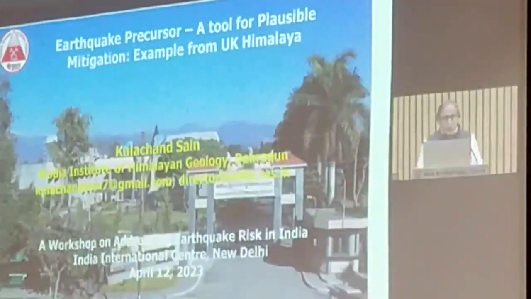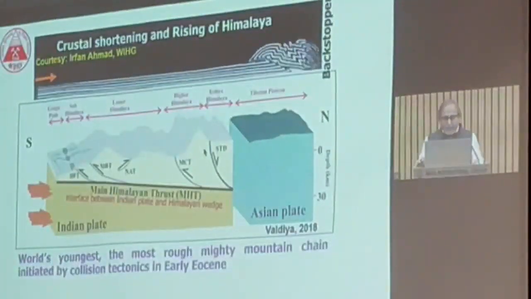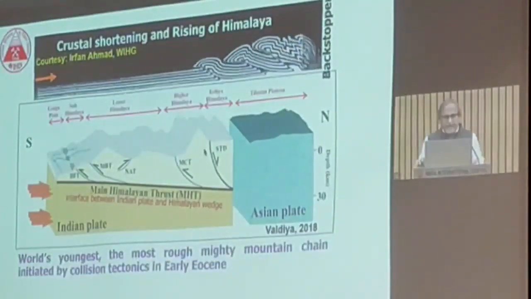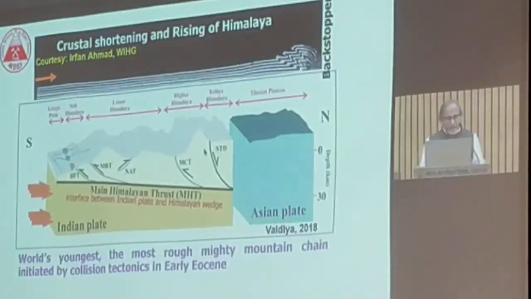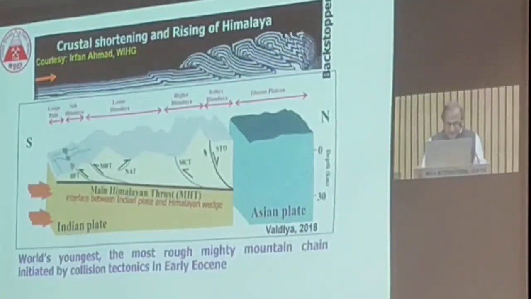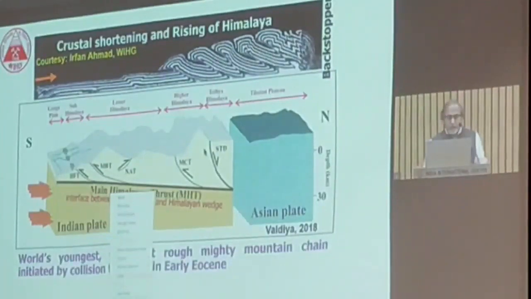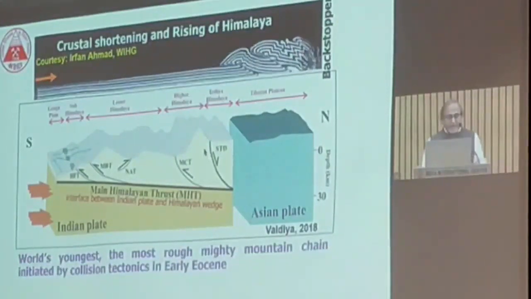So, to understand the precursor events, first of all, we need some background understanding about earthquakes. Just to give you a brief on how the Himalaya has evolved, all of us know that the collision between the Indian plate and the Eurasian plate, which initiated 55 million years back, has formed the mighty Himalaya, and the interface between the Indian plate and the Himalayan wedge has been defined as the Main Himalayan Thrust.